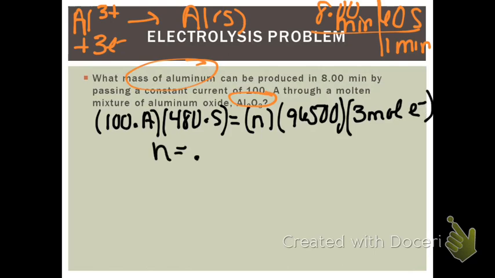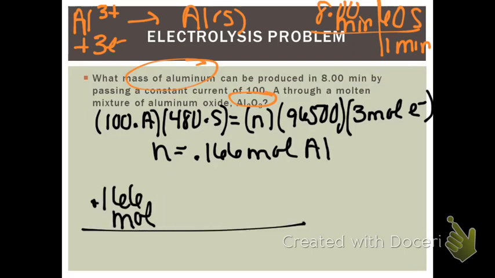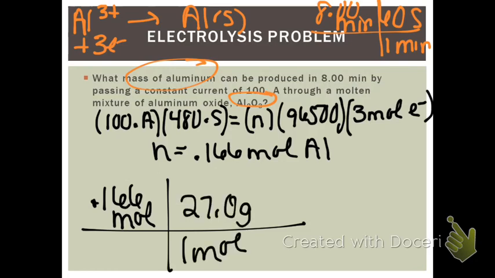Solve, and I get 0.166 moles of aluminum. It doesn't want moles, it wants mass. So 0.166 moles of aluminum. Every mole of aluminum is 27.0 grams of aluminum. And for my final answer, 4.48 grams of aluminum.